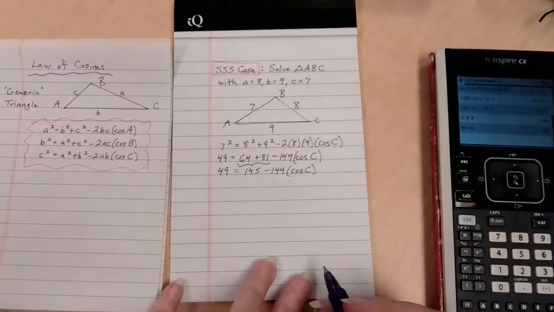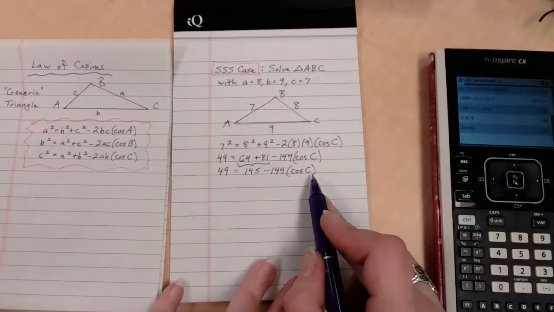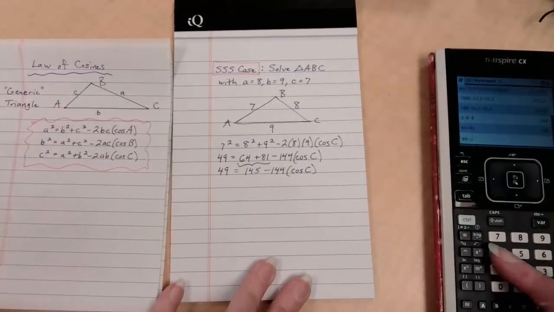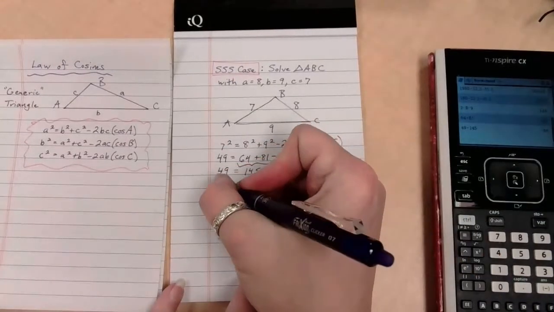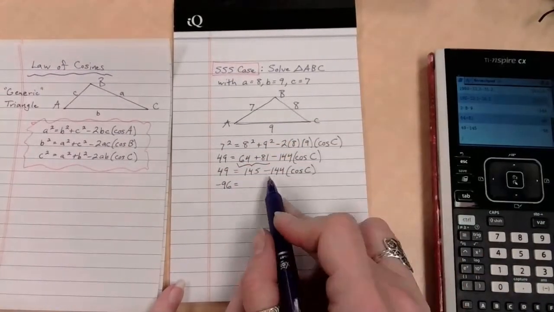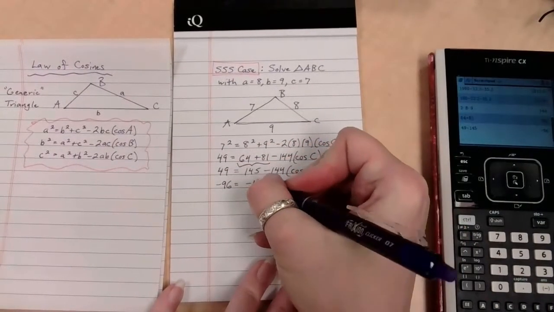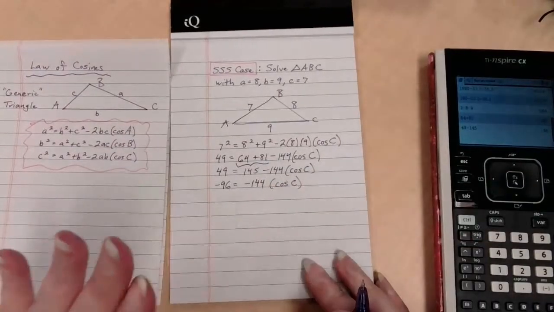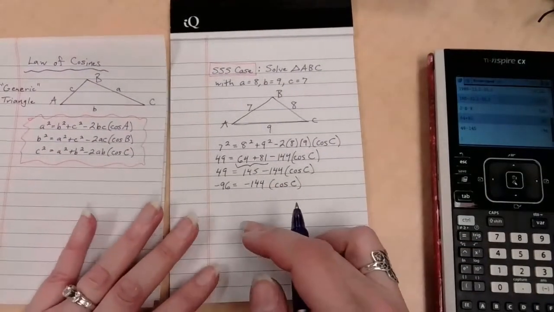So then what can you do? Work on getting C by itself. Subtract the 145. What is 49 minus 145? That's going to be negative 96. So negative 96 now equals, watch your negative, negative 144 times the cosine of C. Do I have C by itself? Not yet, but I'm getting closer. So I'm going to keep working at that.